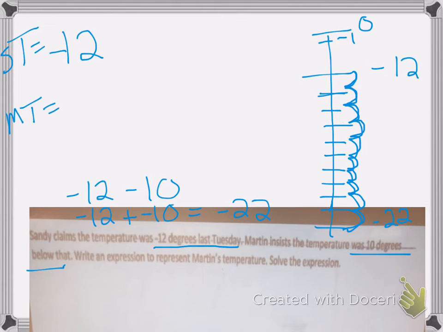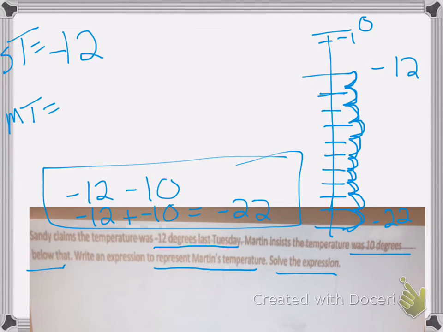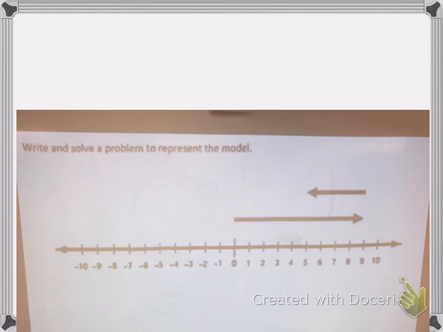Okay, all right, so we've got the temperature at 10 below that. Write an expression to represent Martin's temperature. Solve the expression. Oh, I just did that. Sorry. I tried to do it without even trying. Okay, so you've got negative 12. We're trying to say that it was below that. It was 10 degrees below that. So since it's below, that's why it's a negative. Either one of those expressions would work. They would both end up being negative 22. Okay? And I showed you over here. When you're going down, it's a negative. Okay? All right.